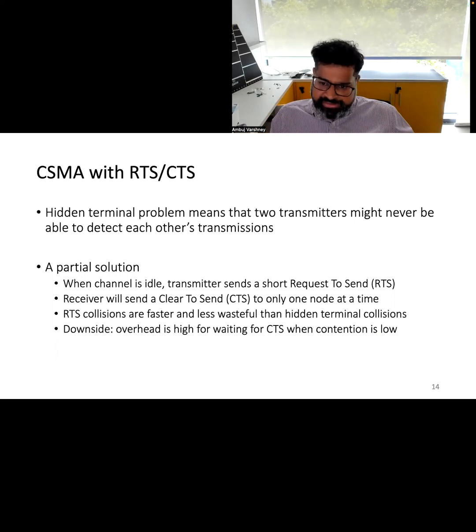Secondly, there is a chance that the RTS message can collide, but since RTS messages are so short, their collisions are less wasteful, and that doesn't cause as major an issue as your data packets getting collided. However, there is an overhead for you to send RTS and CTS, and this can lead to poor channel utilization, especially when the contention is low in the network.